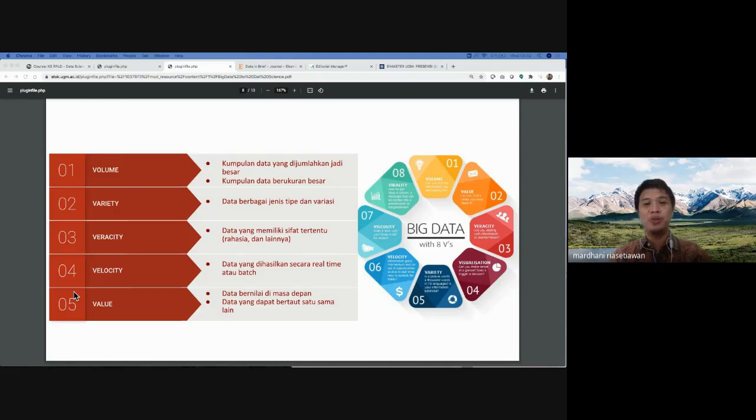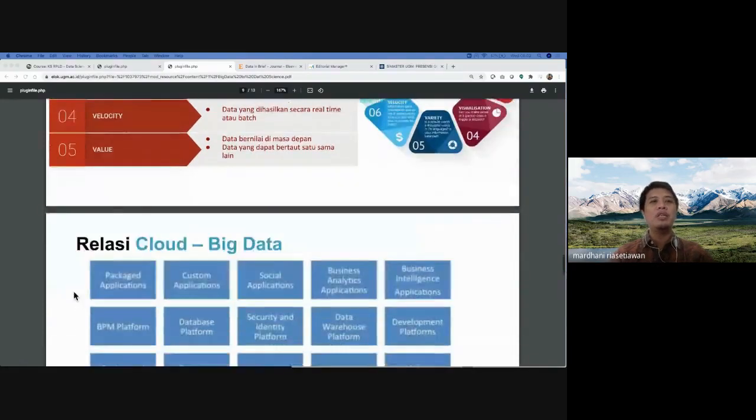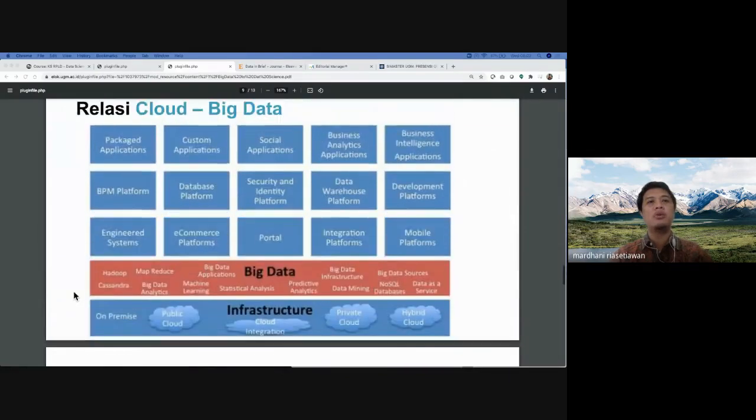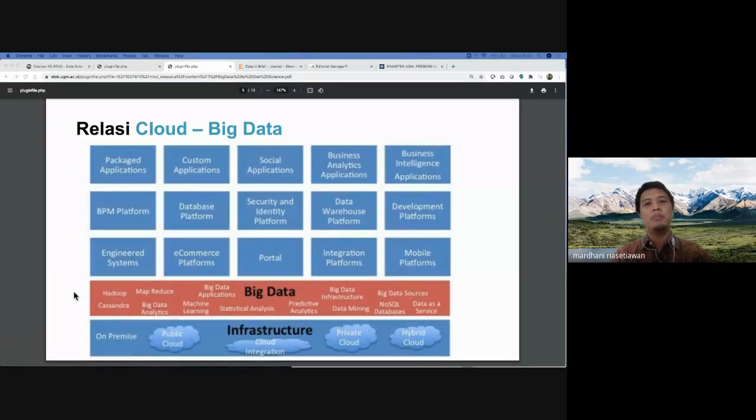And then this is the source of the data actually. When we deal with the data, the data source of big data can be from the package application. It can be from custom application, social application, business analytic application, business intelligence, business process management platform, database platform, security identity platform, data warehouses, e-commerce portal, integration mobile, and also other things. So we have many types of data sources that we are working on.